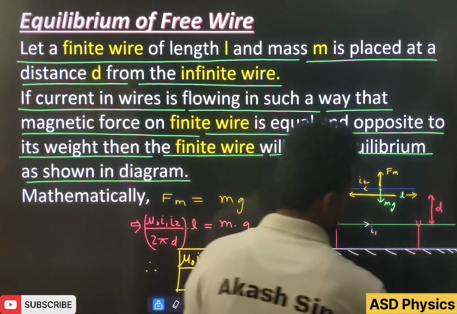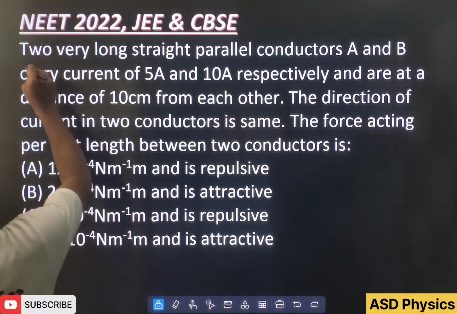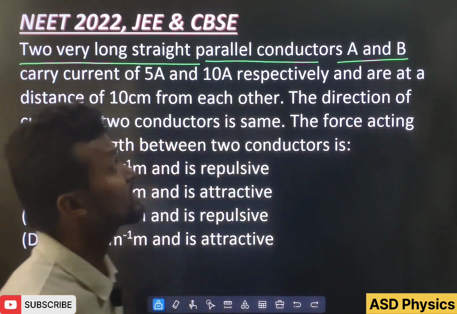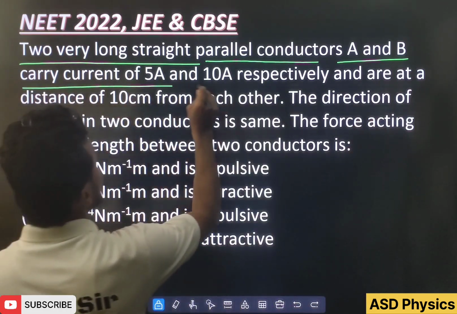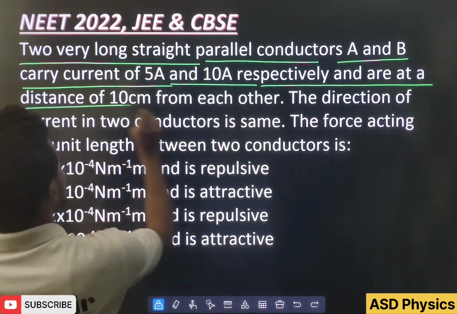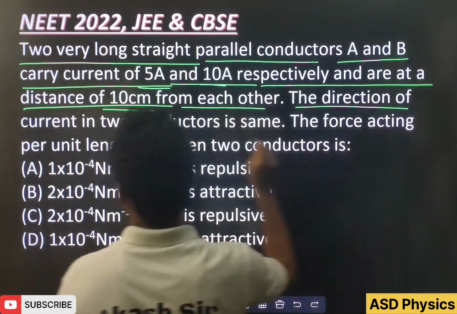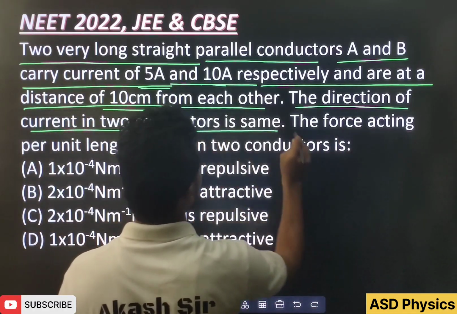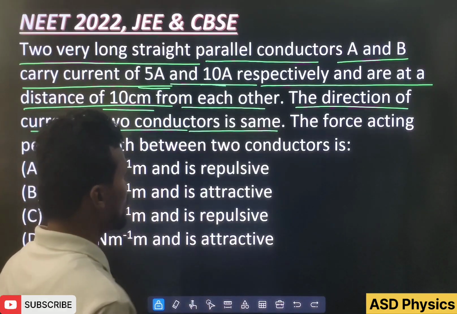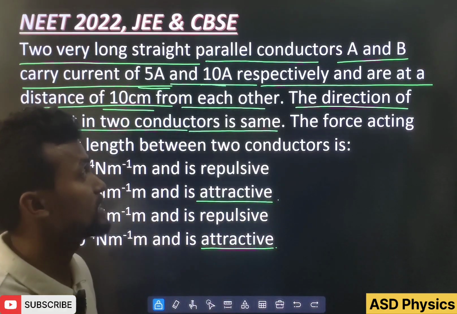Okay, great. Now let's see, one very basic question. Two very long straight parallel conductors A and B carry currents of 5 ampere and 10 ampere respectively and are at a distance of 10 centimeter from each other. The direction of current in the two conductors is the same. Same direction means attraction will happen. So either option B or D is the correct answer.